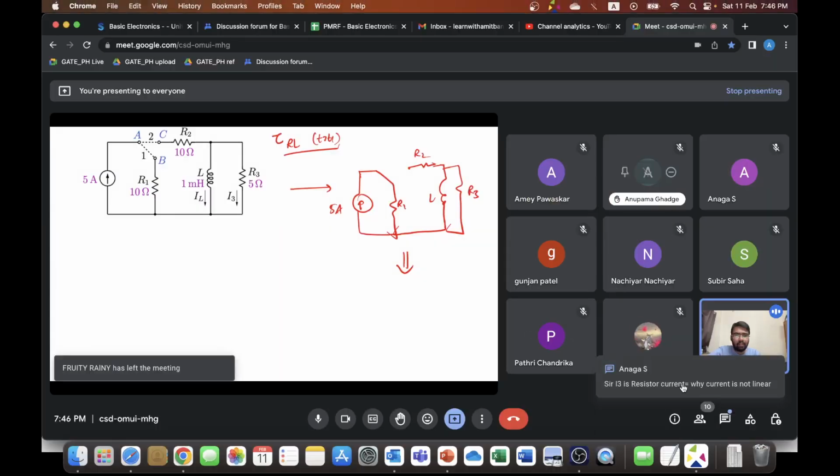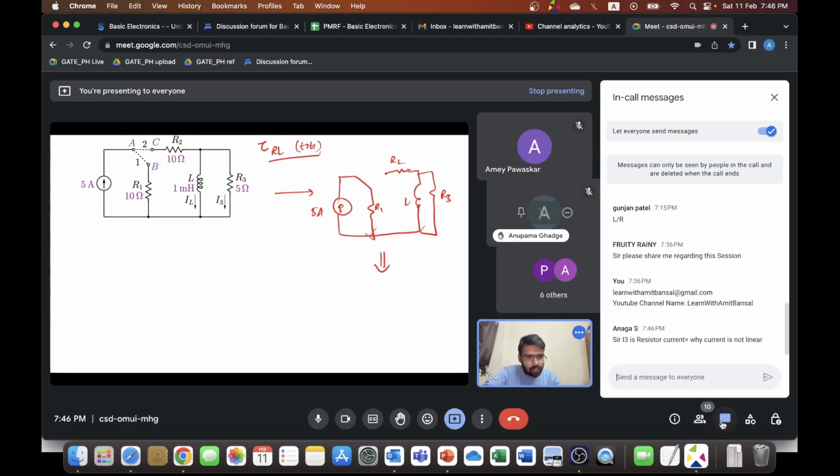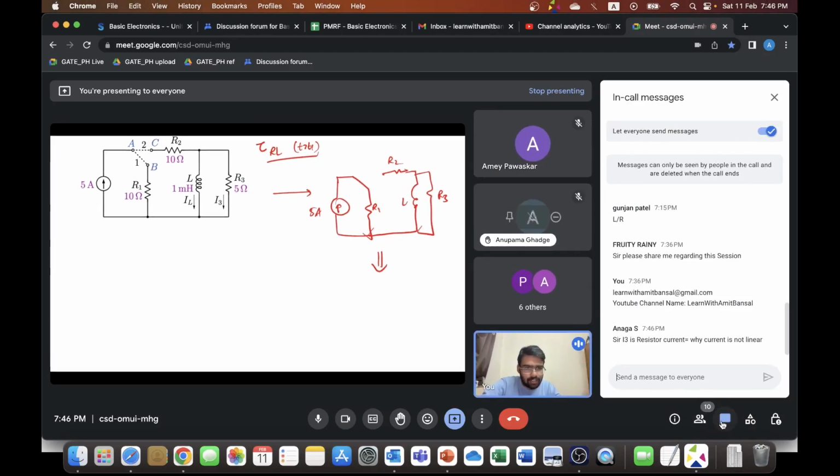We deactivate all the independent. Sir, I3 resistor. Just give me a moment. I3 resistor.